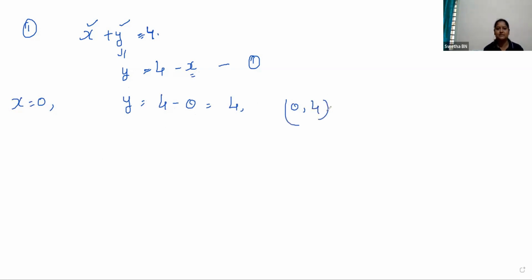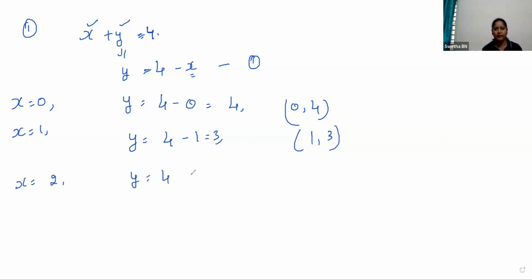This is x and this is y. Now put x is equal to 1. In equation number 1, substitute the value, children. 4 minus 1 is equal to 3. Write the coordinates here. When x is 1, y is 3. x is equal to 2. Write 4 minus, in place of x substitute 2. Answer is 2. So when x is 2, y is also 2.